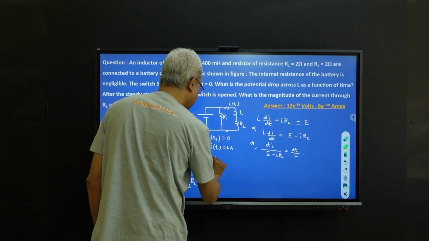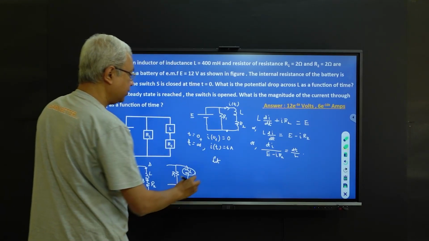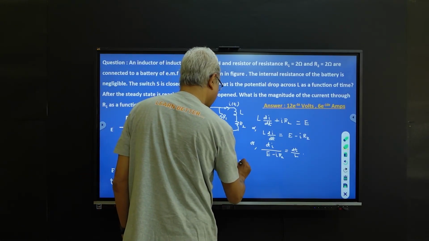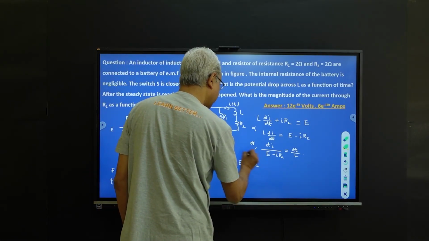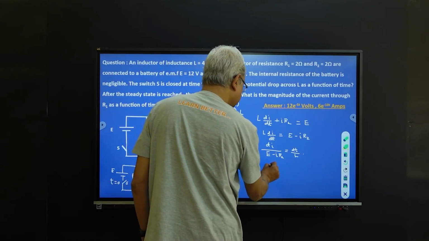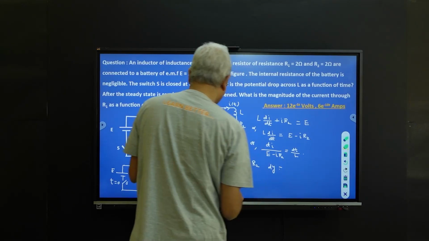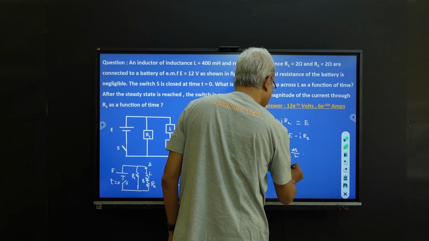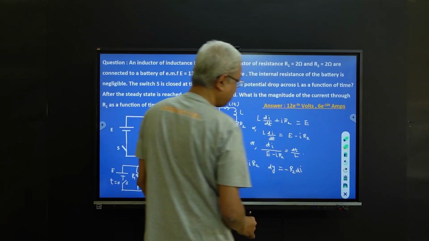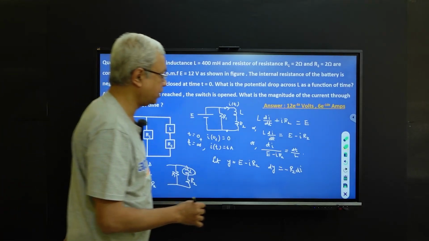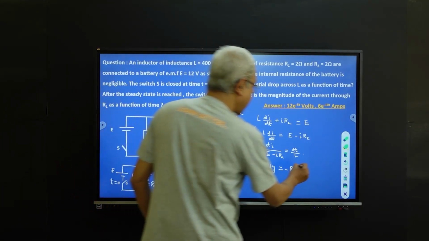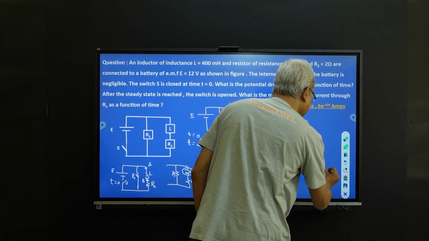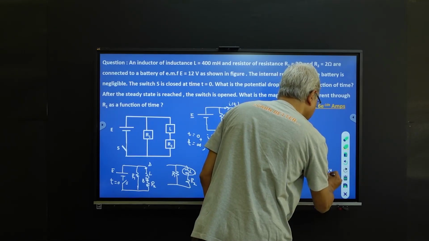Let y equal to E minus I R2. Therefore, dy, E being constant, so dE is 0, so it is minus R2 di. Remember, I is a function of time. Therefore, y is also a function of time. So, di is dy divided by R2 with a negative sign.